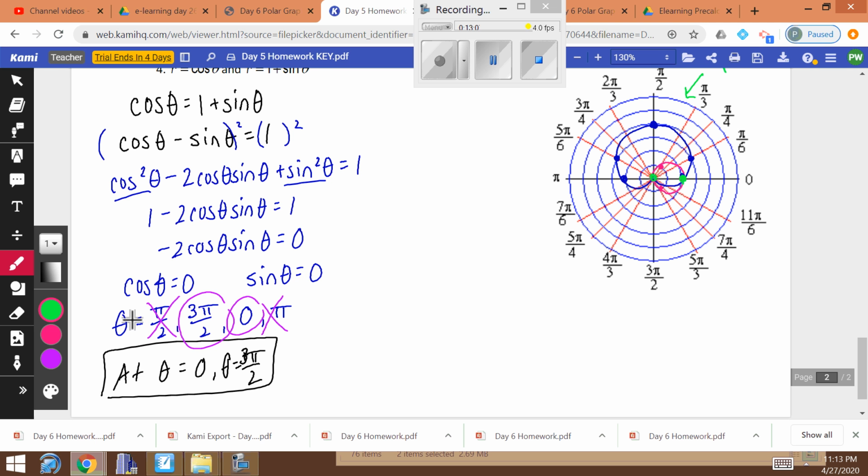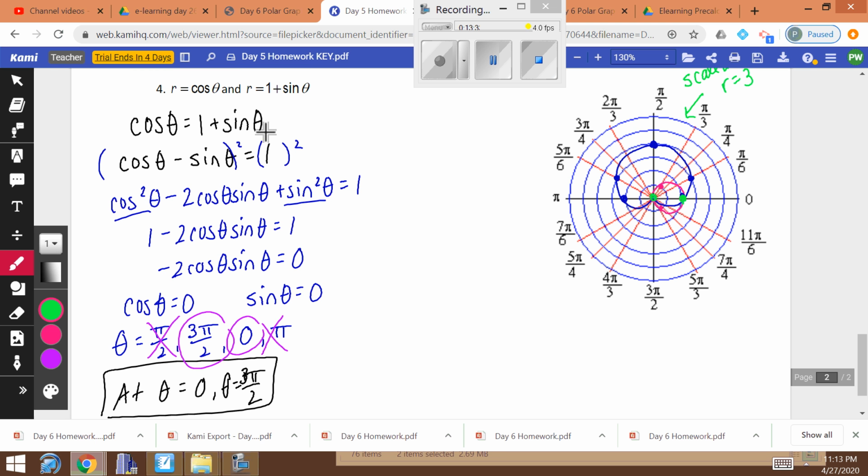So cosine is 0 at pi over 2 and 3 pi over 2. Sine is 0 at 0 and pi. However, this looks like there are 4 intersection points. That's why you need to look back at the graph. There's only 2 intersection points, so we need to go back and think about where do they actually intersect each other here. So looking at our graph, you can look at the graph or you can think about plugging them back in and seeing which ones actually work. Remember, you might have some extraneous solutions when you square them here.